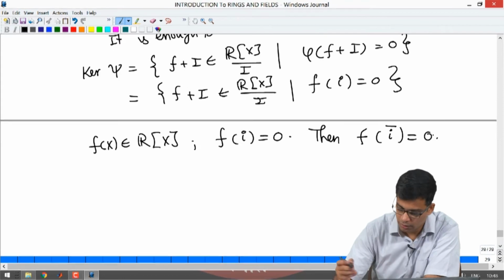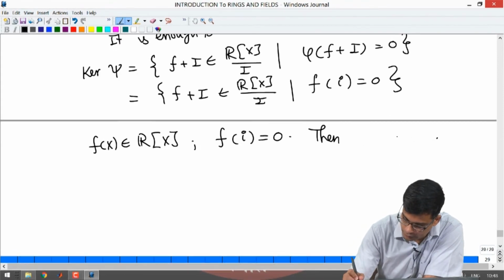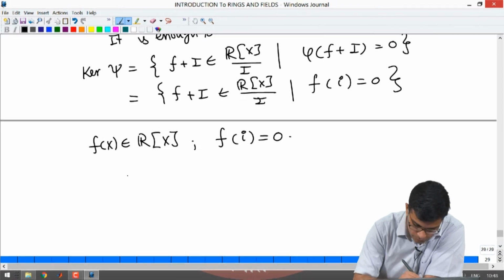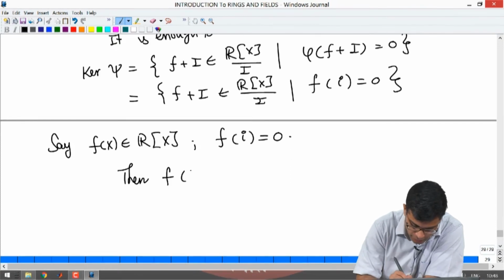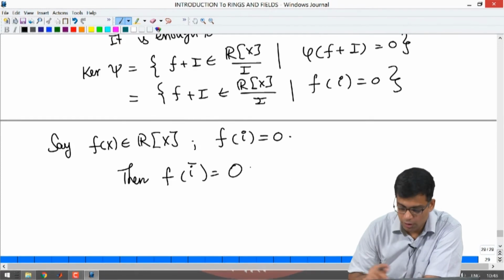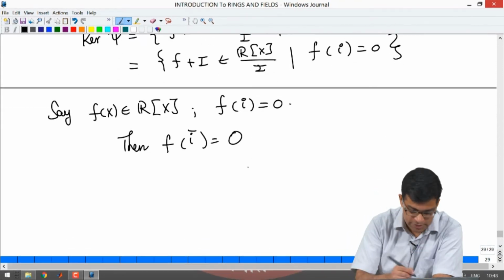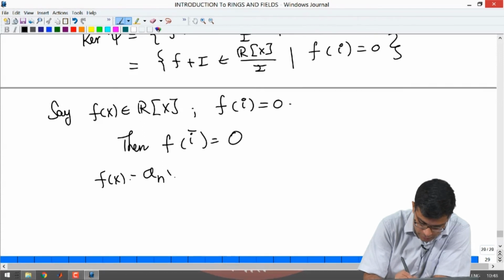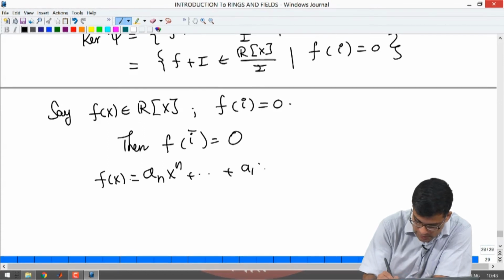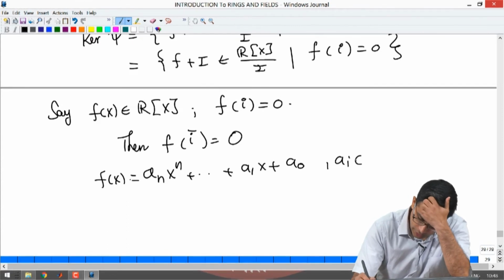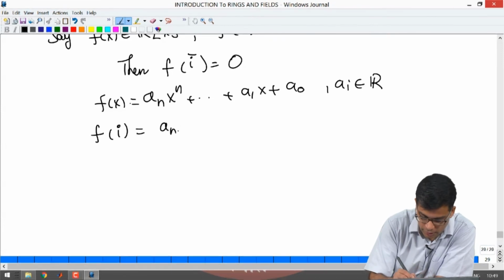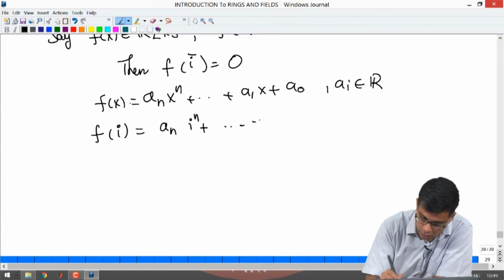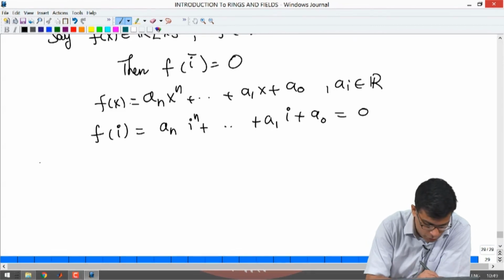Then f of i bar, which is actually minus i. So, I will write it here. Say f(x) is in this, f(i) is 0, then f(i bar) is also 0. See, this is because f has real coefficients. See, f is let us say a_n x^n plus ... plus a_1 x plus a_0, where the a_i's are in R. f(i) is a_n i^n plus ... plus a_1 i plus a_0, this is 0. But now take complex conjugation.